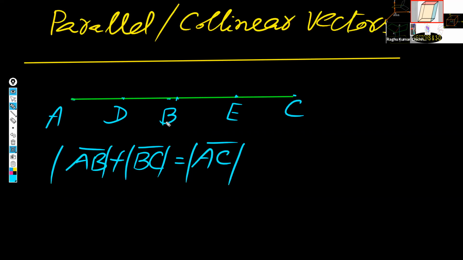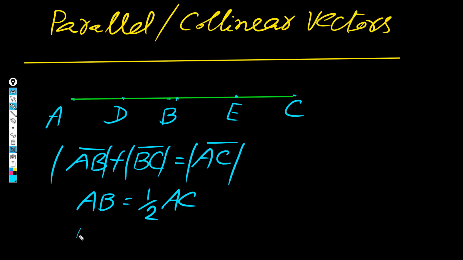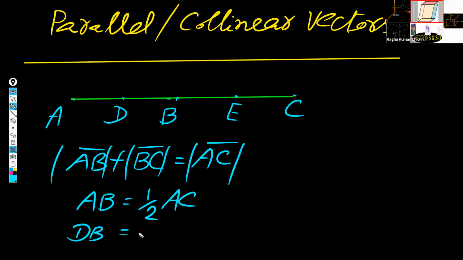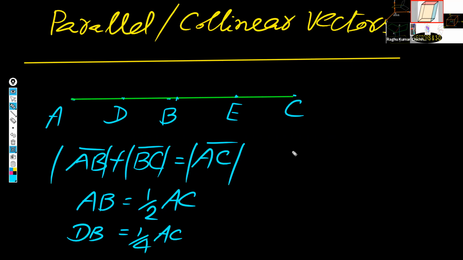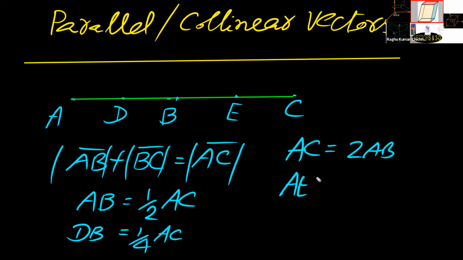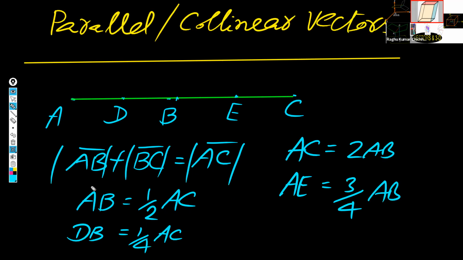Then tell me, what is the relation between AB and AC? No one is responding. AB is half of AC. Can I say like this? Yes, sir. DB is 1/4 of AC? Yes, sir. Brilliant. And AC is double of AB? Yes, sir. And similarly, AE is 3/4 of AC. You see this? Now let me change them to vectors.